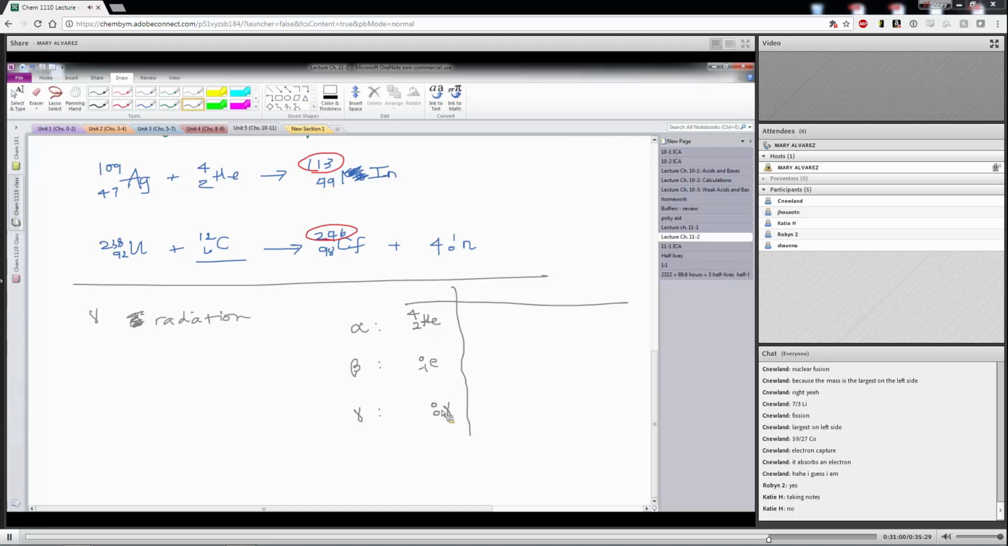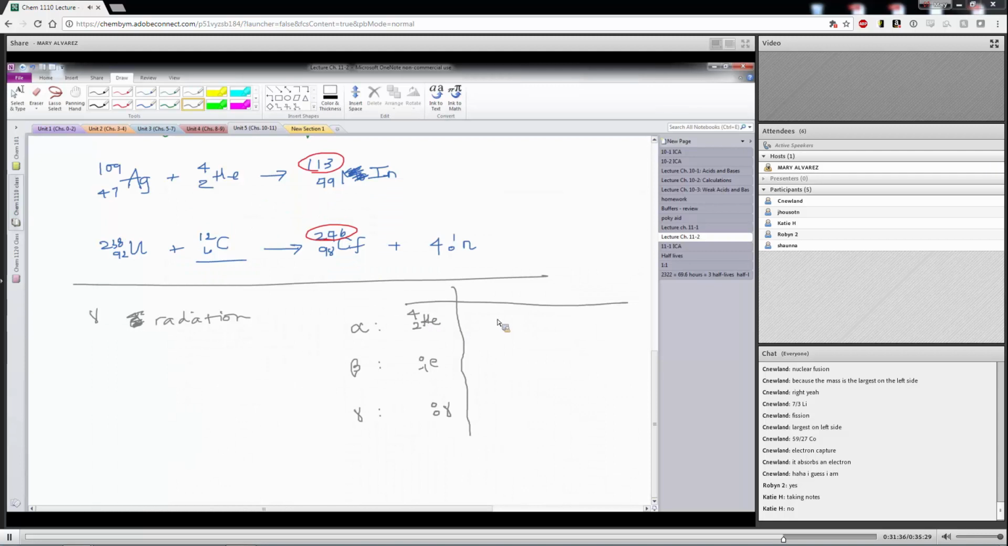So which of these do you think is the easiest to stop based on their properties? Alpha and beta have charges. Alpha has the highest mass. Gamma has 0 mass. It's based on size that makes them more easily blocked. So the alpha particles, just because they're bigger, they're easier to block.